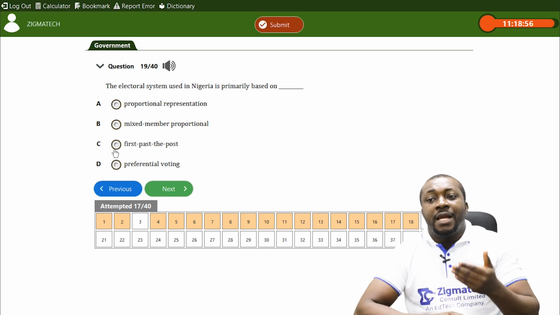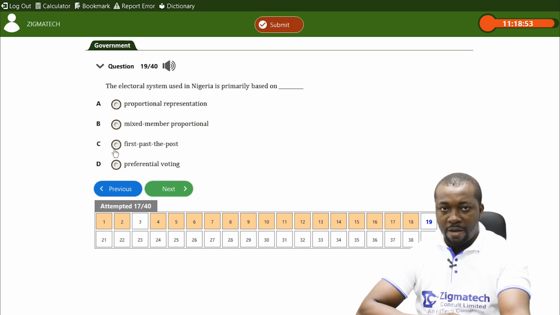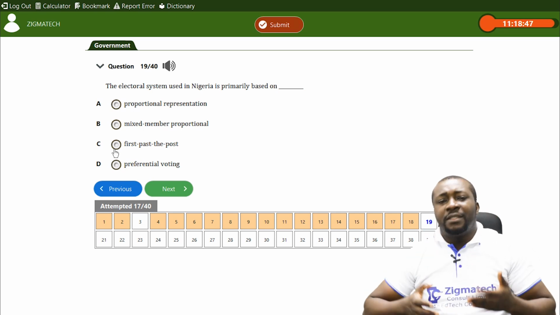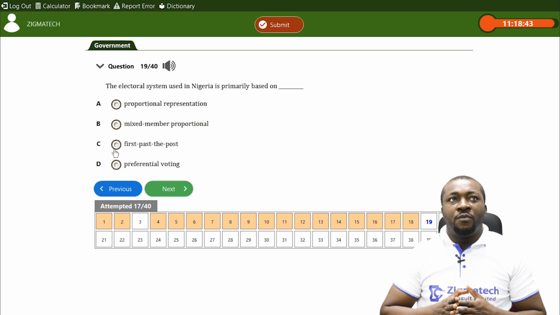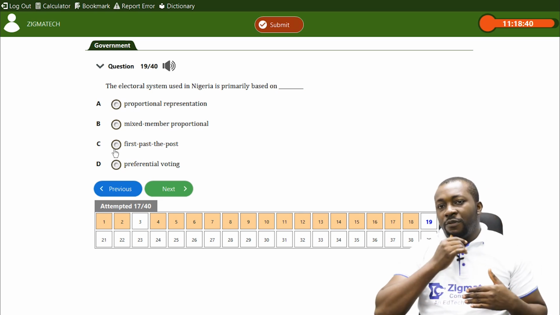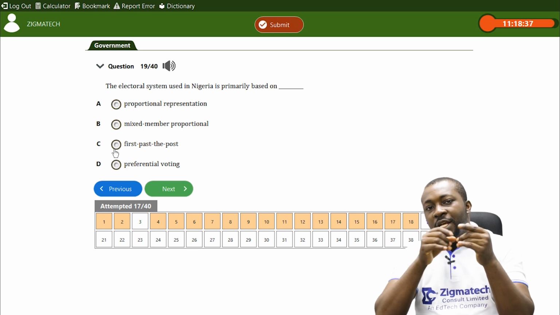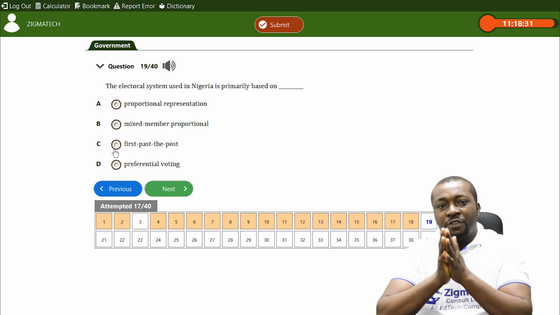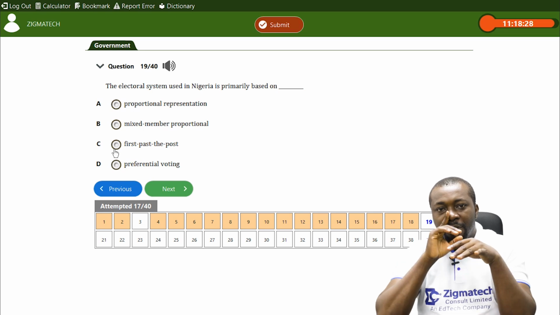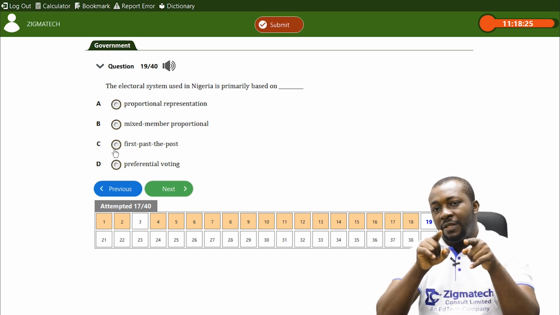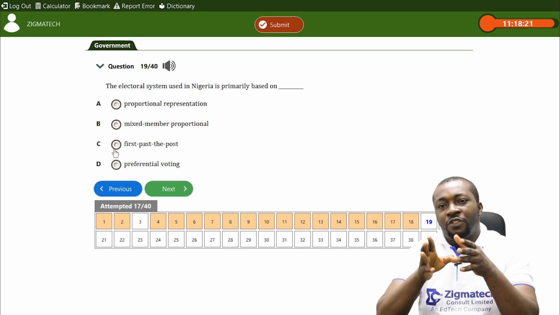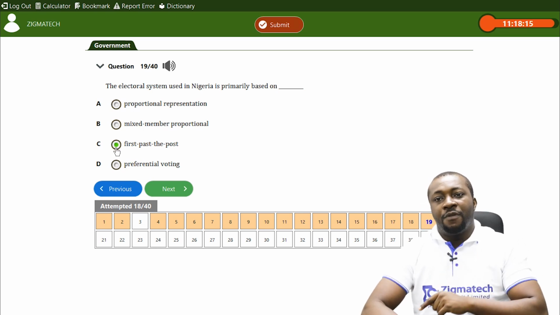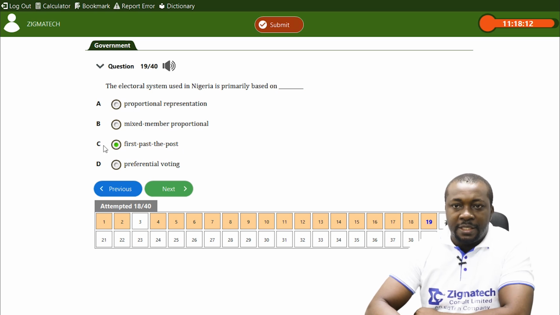What we practice is the first past the post system, that is simple majority system, where the candidate that has the highest number of votes cast is declared winner. In Nigeria, for example, we practice it. We don't look at majority. We don't require that you must have absolute majority. Because if you look at the 2023 election, the combined vote of Labour Party and PDP beats that of APC very well. But because we are not practicing absolute majority, APC won because they had the highest number of votes cast, which is simple majority, and another name for it is first past the post. That is option C.